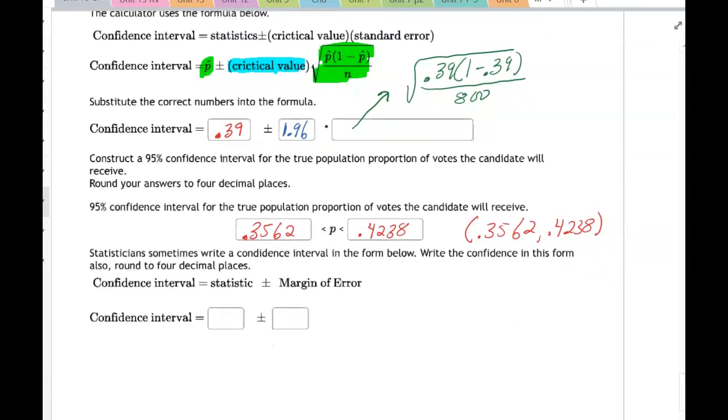And then the last thing we wanted to do is be able to write it as statistic plus or minus the margin of error. So our statistic again is the 0.39. And to figure out the margin of error, we're going to take 0.4238 minus 0.39. Or if you prefer, you could do 0.39 minus 0.3562. In both methods, you will get the same margin of error, which is 0.0338. So a second way to write the confidence interval would be statistic plus or minus the margin of error.